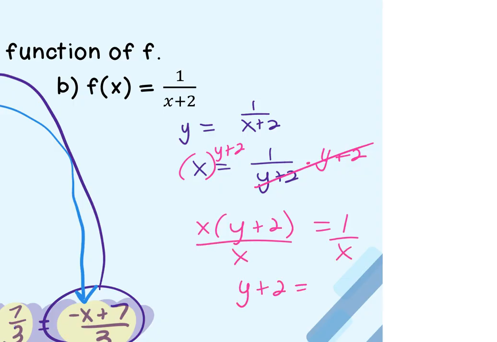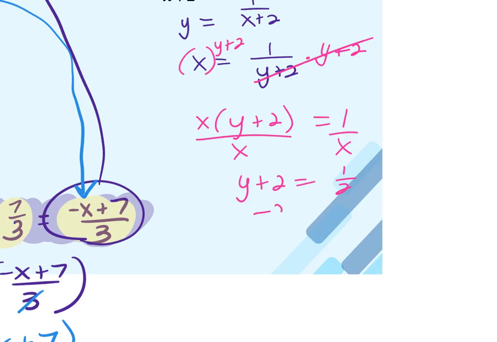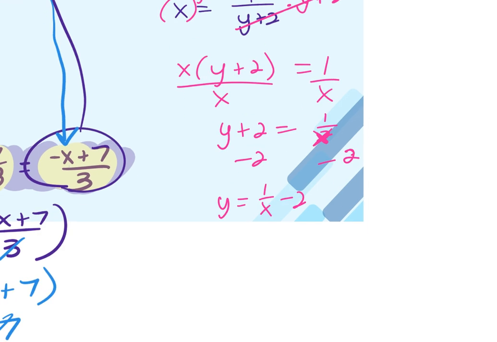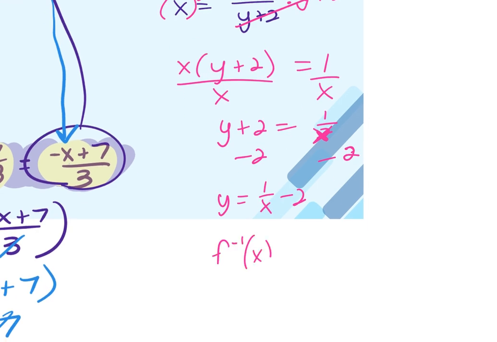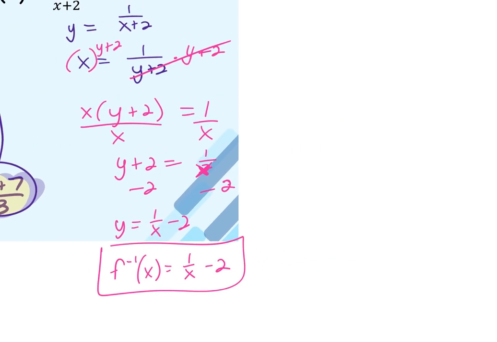Y plus 2 would equal 1 over x, and then subtract the 2. Oh, this is x, sorry. Minus 2, and I would get y equals 1 over x minus 2. And then I have to make sure I make it f inverse of x equals 1 over x minus 2.